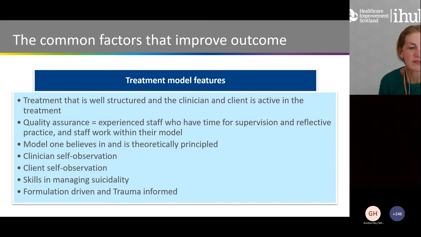The clinician's self-observation about what am I doing well and what can I improve, a sense of mutual responsibility, and the client's self-observation about what's going on for me internally and externally. All treatment models agree that working with these kinds of problems needs to be high skill in managing risk. And then lastly, but by no means least, whichever model one employs, treatment is formulation driven.